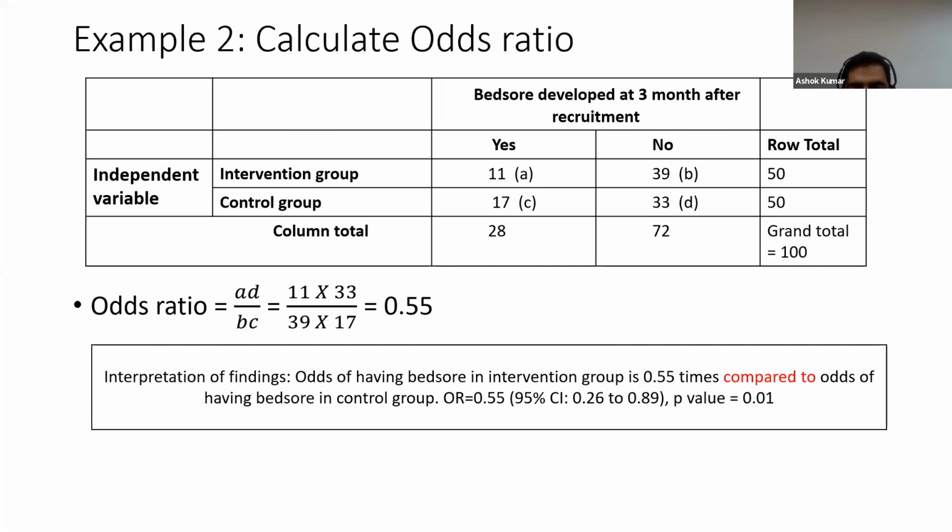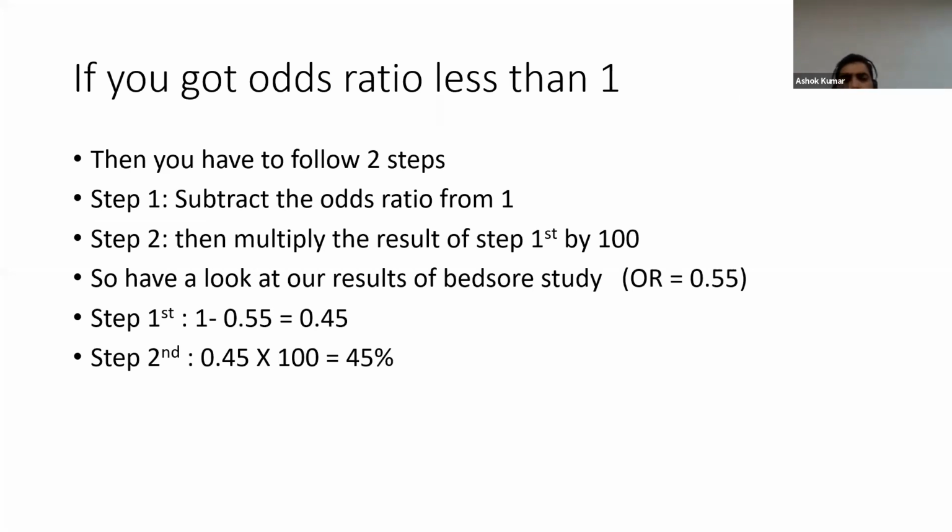So please compare your answer, so that you have to interpret this. Odds of having bed sore in the intervention group is 0.55 times compared to odds of having bed sore in the control group. And what is the meaning of 0.55? I'm not familiar with this. So what I have to do, I have to do some magic.